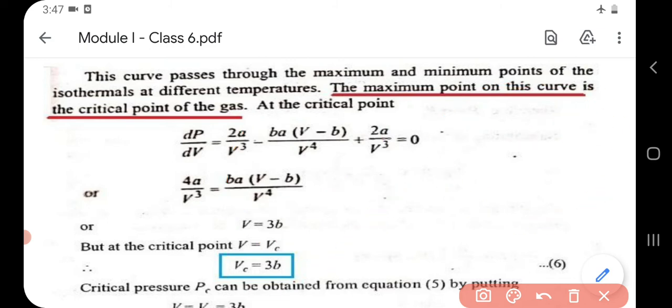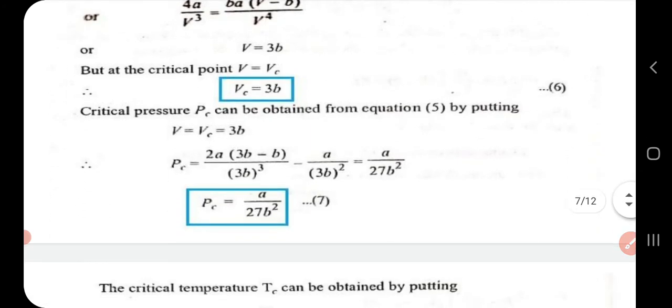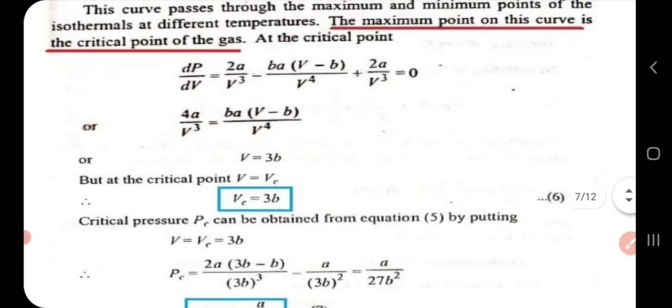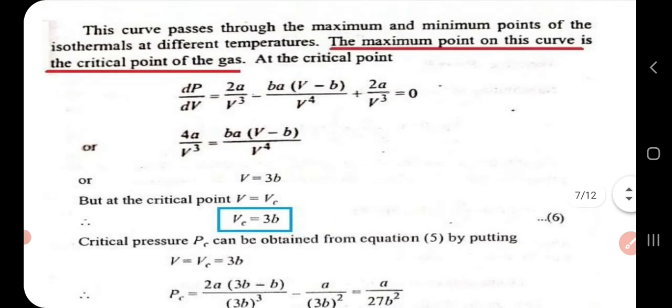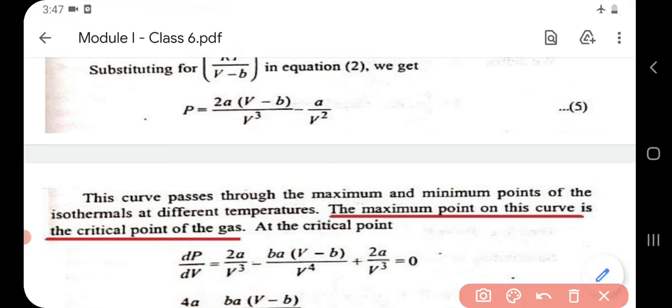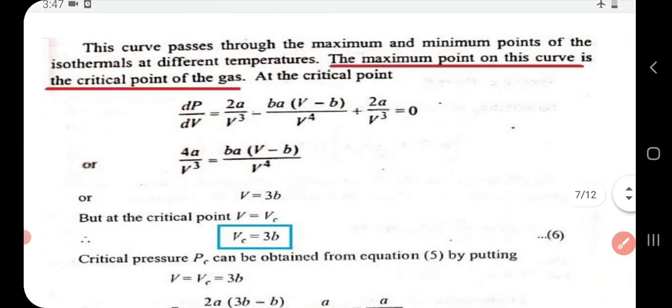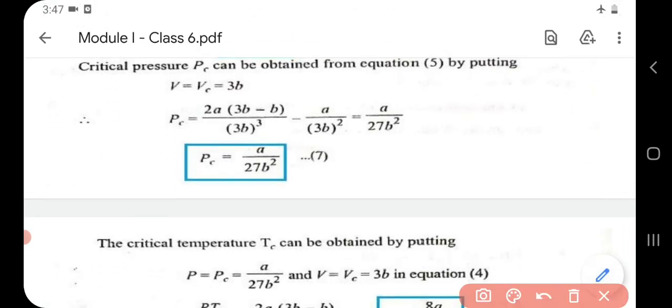Similarly, we have to obtain the expression for critical pressure PC. For that, let's take equation 5. In that equation we have to put V equal to VC. Here you can see a V, so in place of that V you have to write VC, which is again equal to 3b. So in all these places of V you have to substitute 3b. Then you will get the value of the critical pressure PC as a by 27 b square. So this is the expression for critical pressure.